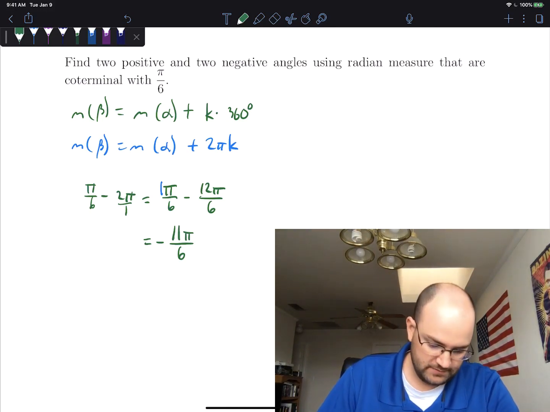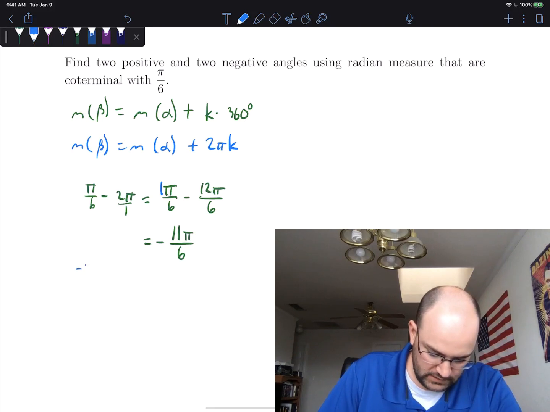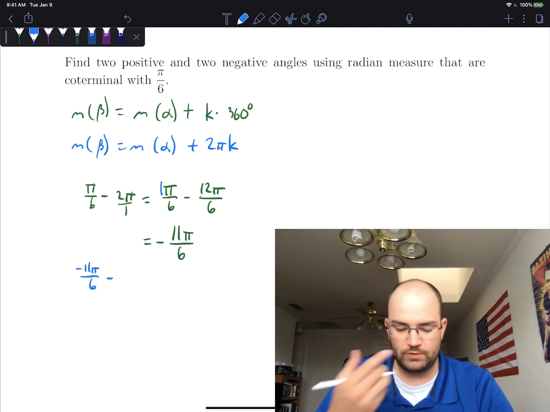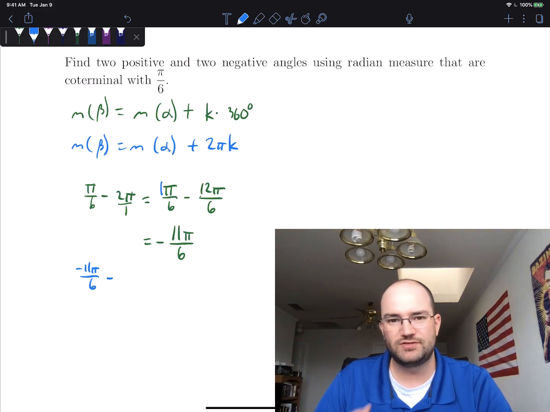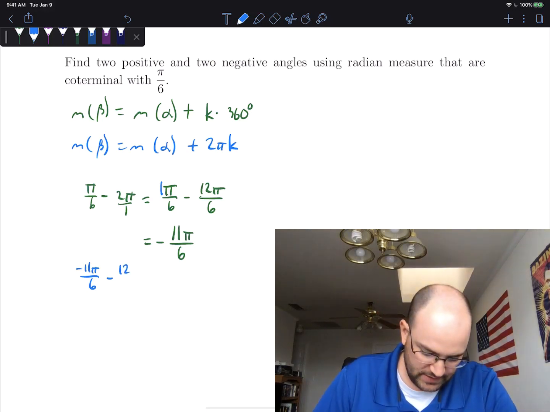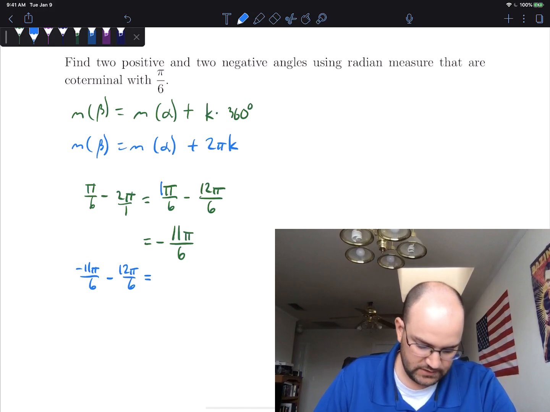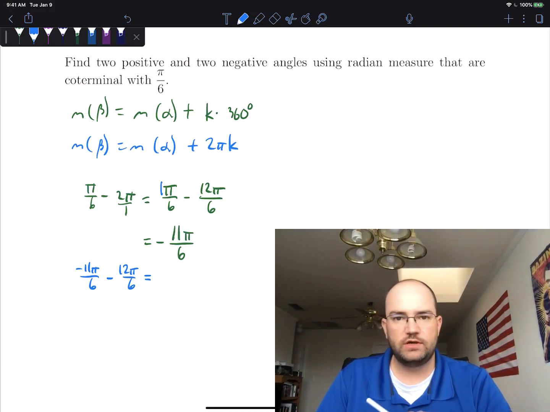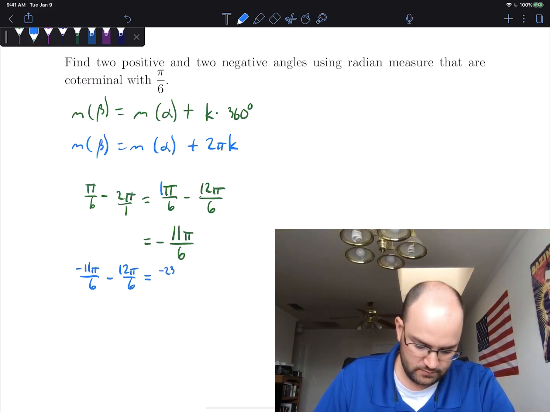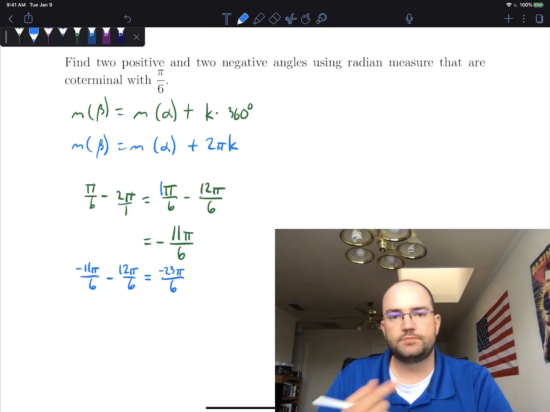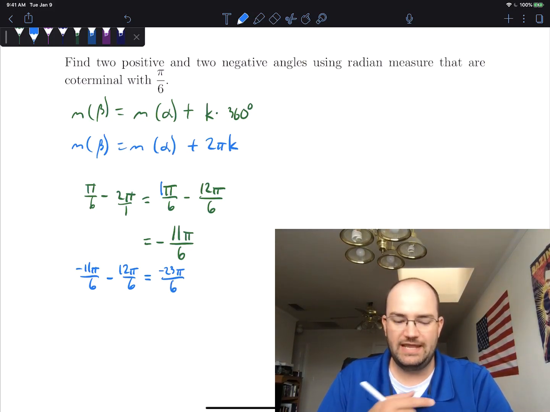Let's do this again. The negative 11 pi over 6. Again, minus 2 pi, but we don't want to use 2 pi. Let's use 12 pi over 6. So minus 12 pi over 6. Well, negative 11 minus 12 is negative 23 pi over 6. Good. So those are both negative, so those are two negative coterminal angles.